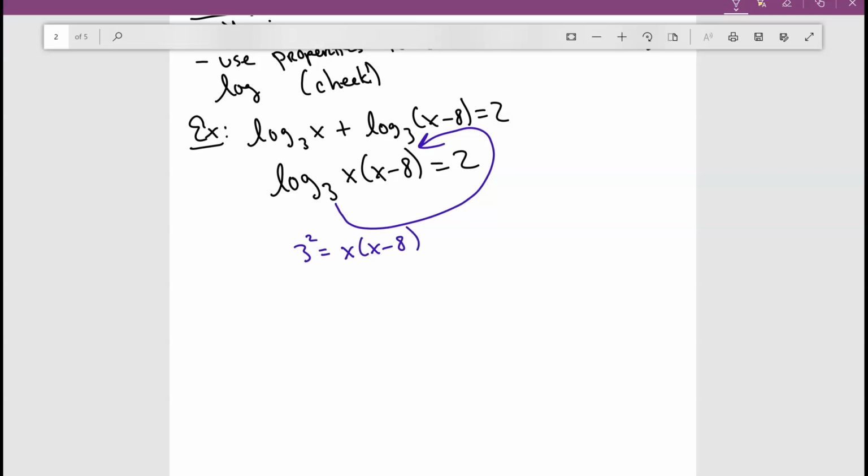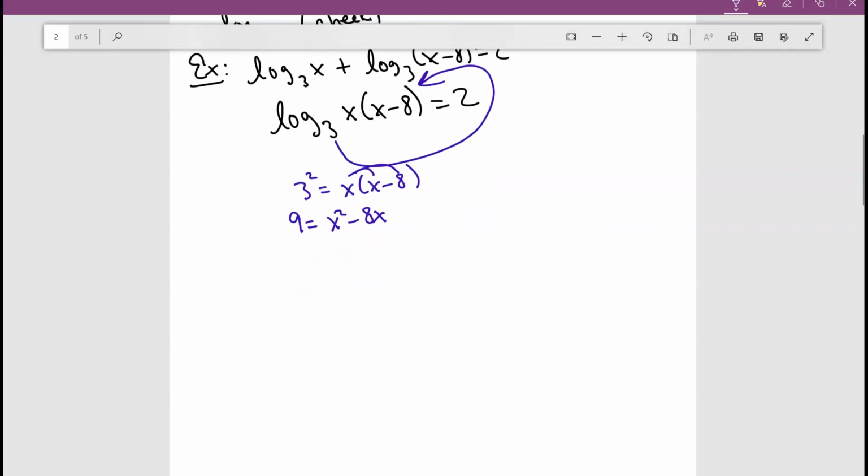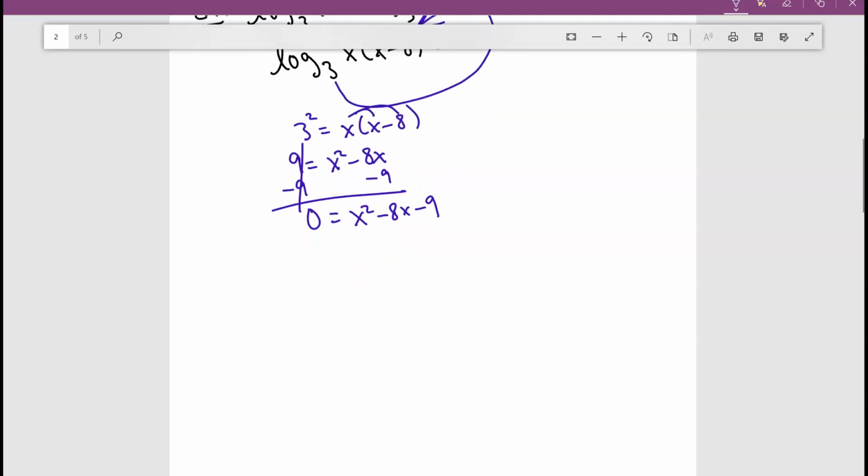Okay, I'm going to distribute this x. So I'm going to have 9 is equal to x squared minus 8x. And now I have a quadratic equation. So now we converted a log to a quadratic. So now let's solve for this. Remember, when we have quadratics, we have 2 x's here. We want to set them equal to 0. So I'm going to minus the 9 to the other side. So I'm going to have 0 is equal to x squared minus 8x minus 9.